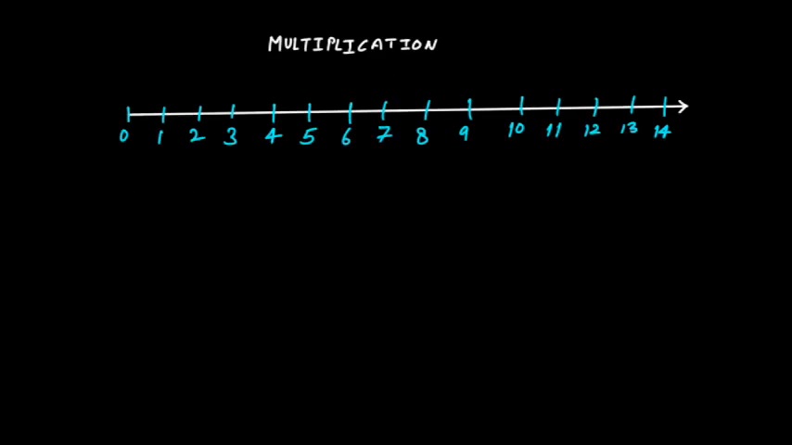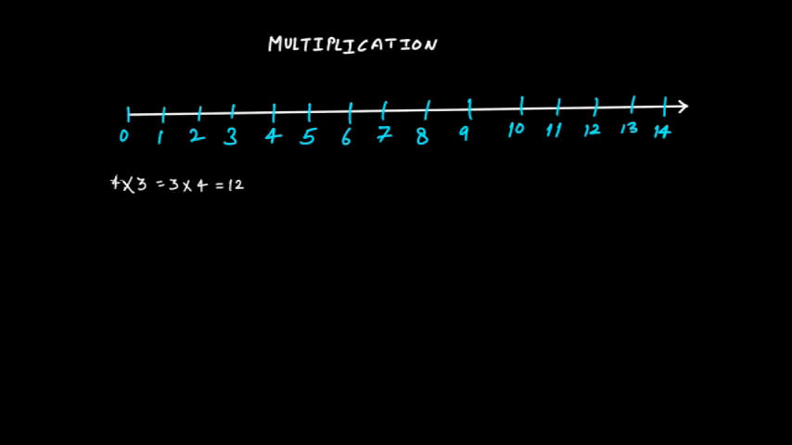Now let's do multiplication and see how we perform multiplication on the number line. Suppose you're asked for 4 multiplied by 3. You know that 4 multiplied by 3 is equal to 3 multiplied by 4, and both will give 12 only. So here, in the case of multiplication, pay attention. It's a little bit different from addition and subtraction.